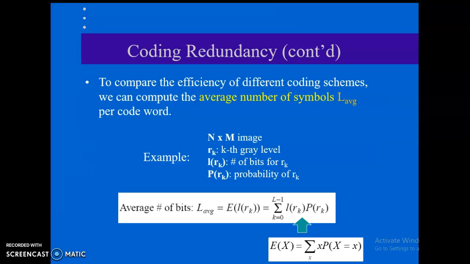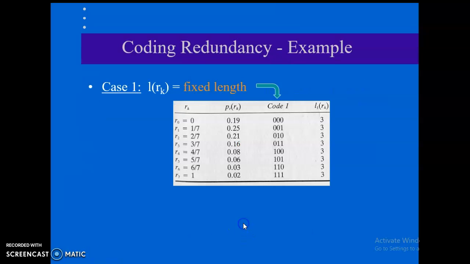Recall that E of X equals the summation over x of x P of X equal to small x. The average image size is N M L average.